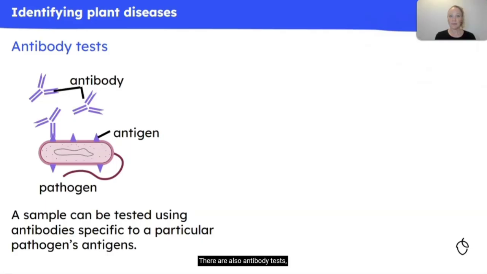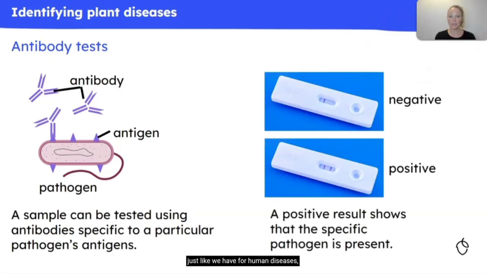There are also antibody tests, just like we have for human diseases, and that sample from the individual plant can be used to then use one of these simple antibody tests where it will give us a positive or negative result for a suspected disease. The antibody is actually only complementary to the antigen of that one specific pathogen. So it will only tell you whether or not that particular pathogen is there, and therefore only give you a positive result when it is the correct pathogen.